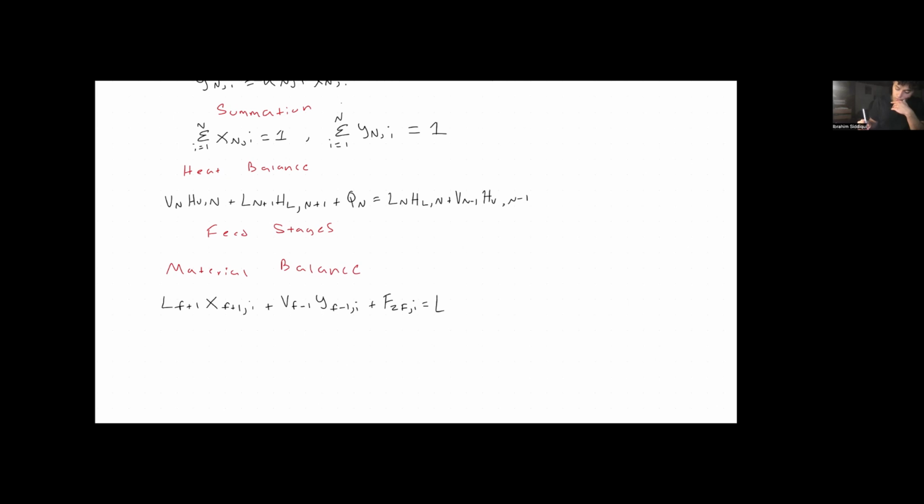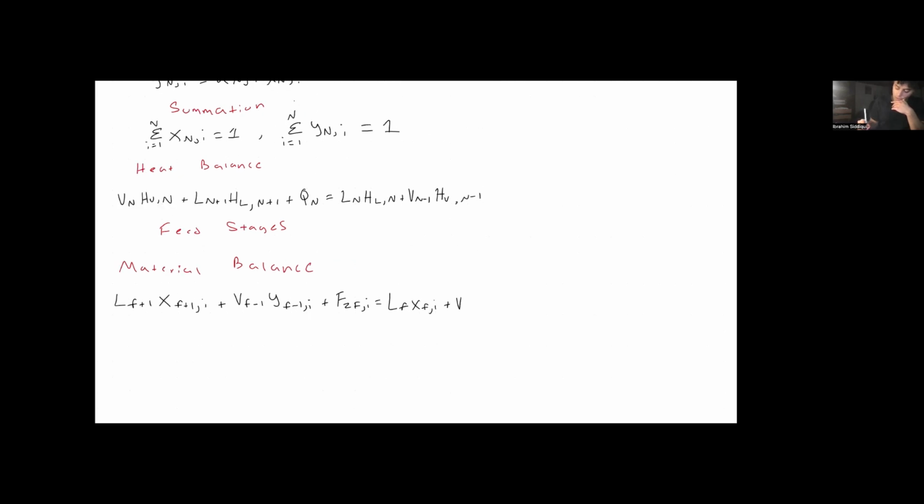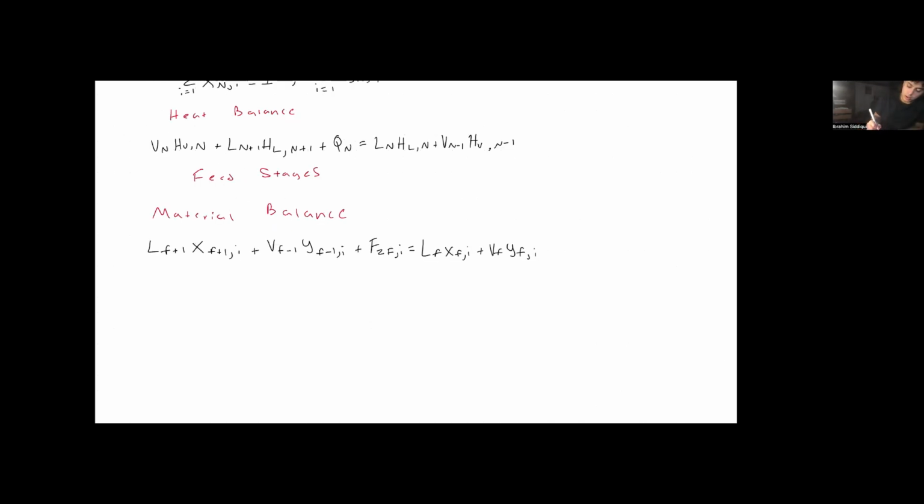liquid feed multiplied by our liquid composition of our feeds at component I plus our vapor flow at F multiplied by our vapor composition at F for component I. Okay, that looks good. Okay, so now we can go ahead and do our equilibrium.